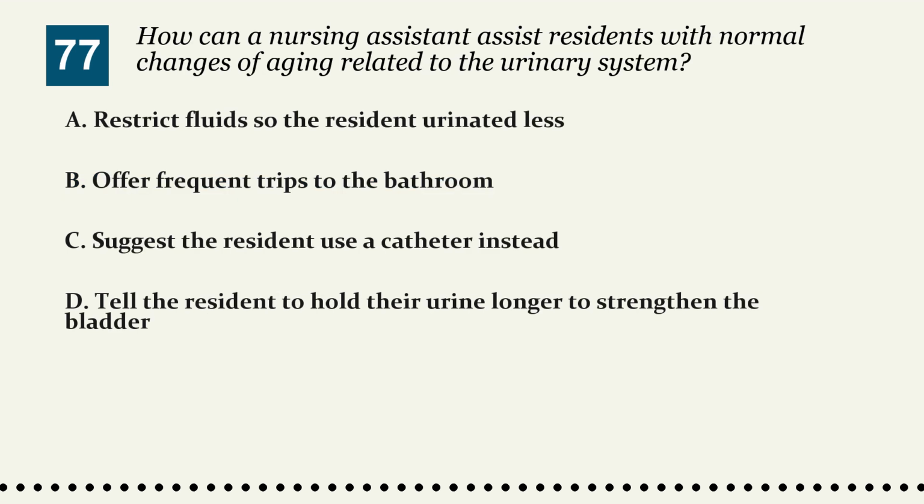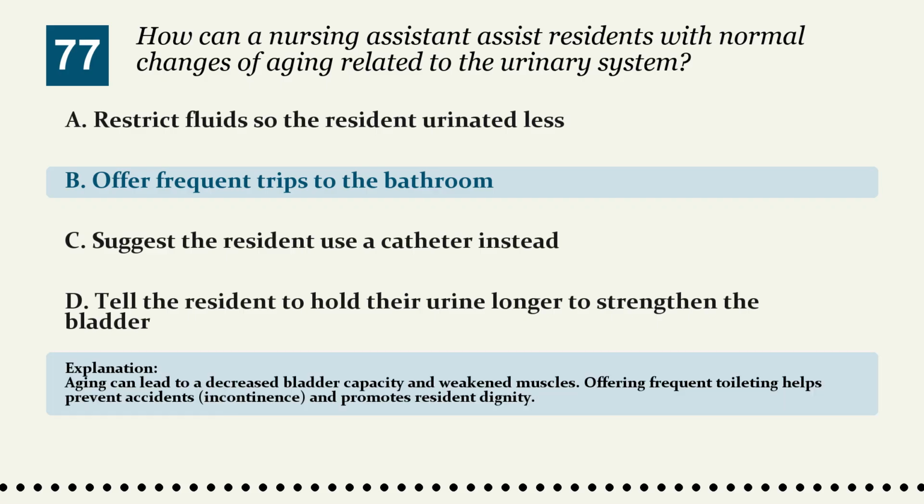Question 77. How can a nursing assistant assist residents with normal changes of aging related to the urinary system? Option A. Restrict fluids so the resident urinates less. Option B. Offer frequent trips to the bathroom. Option C. Suggest the resident use a catheter instead. Option D. Tell the resident to hold their urine longer to strengthen the bladder. The correct answer is option B. Offer frequent trips to the bathroom. Aging can lead to a decreased bladder capacity and weakened muscles. Offering frequent toileting helps prevent accidents, incontinence, and promotes resident dignity.